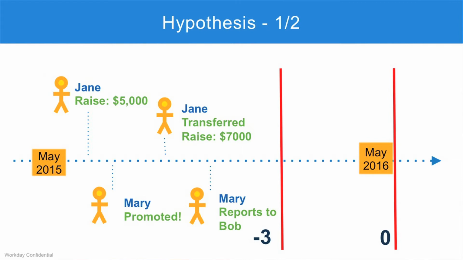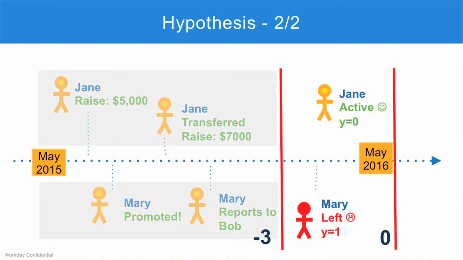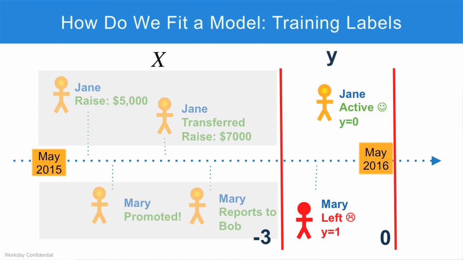And our hypothesis is that what has happened till this point is to a large degree going to determine who is going to quit and who is not going to quit. That is, the fact that Jen is going to stay active and Mary is going to leave was determined by what has happened in the past.